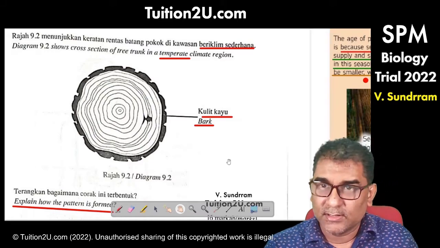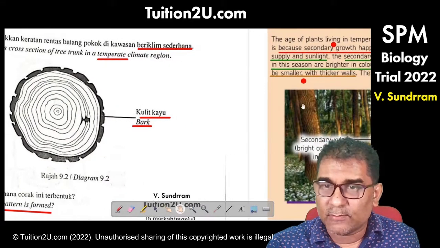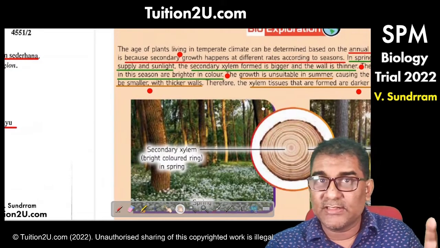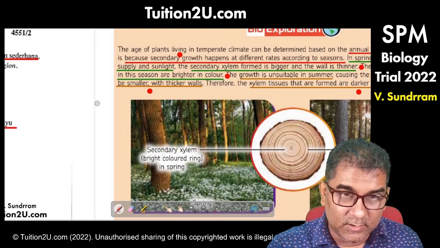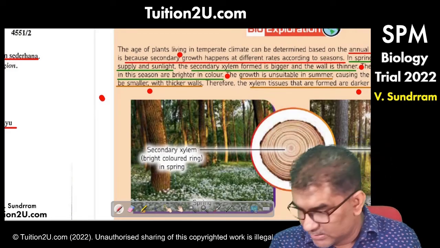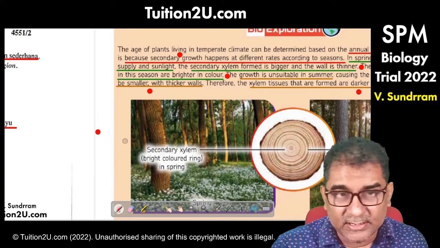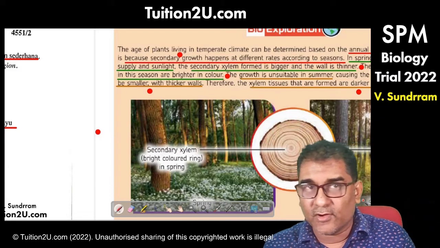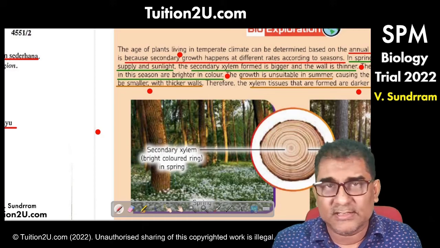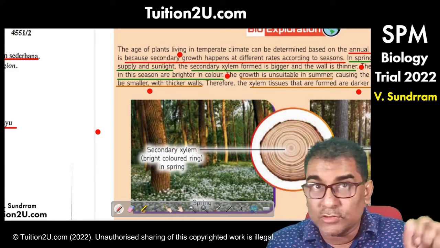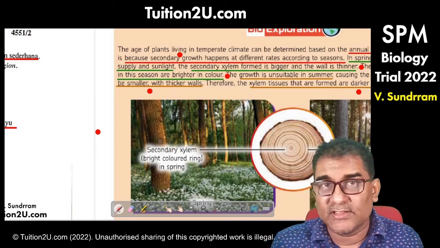You can actually add 1 more. It's not mentioned in here, you can add 1 more. In winter and fall, no secondary growth. That will give you another 1 mark. It's not mentioned in here. You can add that. If you write that, that's another 1 mark. In winter and fall, the rate of secondary growth is very low, or it doesn't happen. So no secondary xylem is formed in winter and fall.